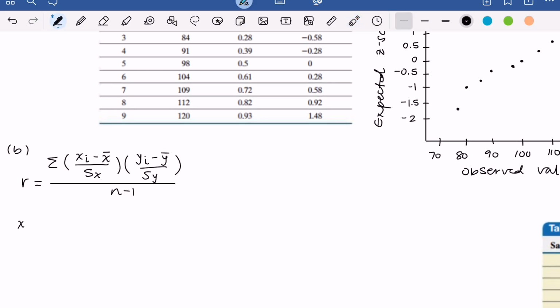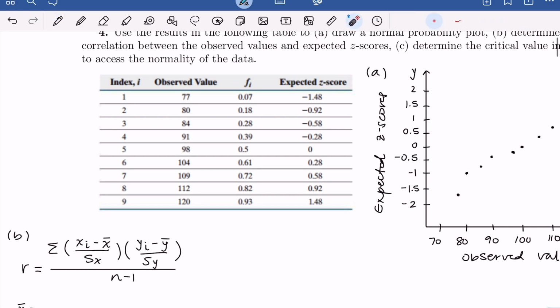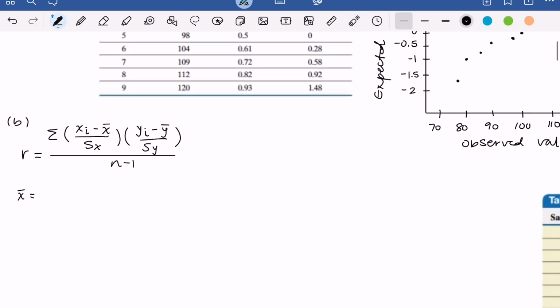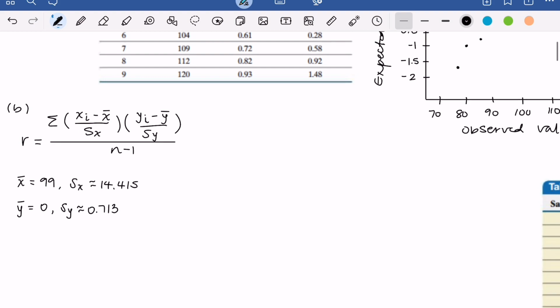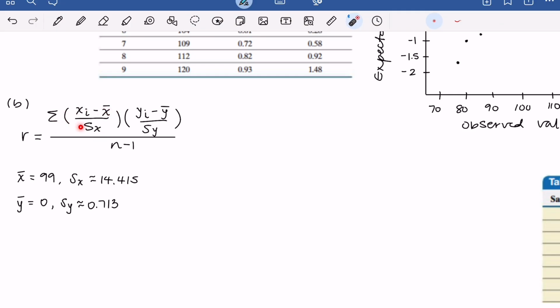So the mean of our observed values, I'm just going to give this to you guys because we know exactly how to find this. We're just going to take the sum of all of our observed values and then divide by the total number of values. So when we do that, we're going to get that the mean of this guy is 99, and then the standard deviation is going to be approximately 14.415. Now doing the same thing for our expected z-scores, we're going to get that the mean is 0 and our standard deviation is approximately 0.713.